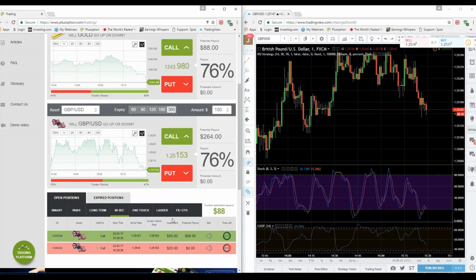But our bigger trade is still green, and that's okay. So we have much volatility. Let's see how this plays out.